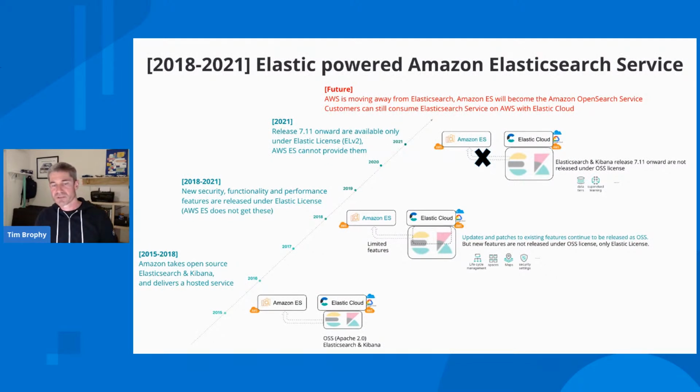I won't spend too much time on this, but really, this focuses on that licensing change. In the past, what AWS was doing was offering something called the AWS ES, or the AWS Elasticsearch Service. That was really just an OSS version of Elasticsearch delivered as a managed service on AWS that you could provision and buy through AWS.